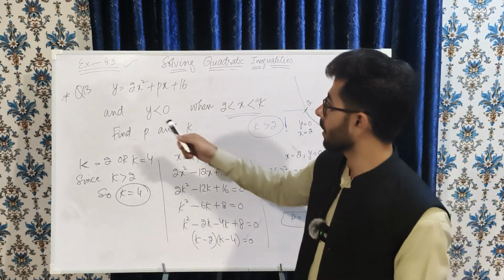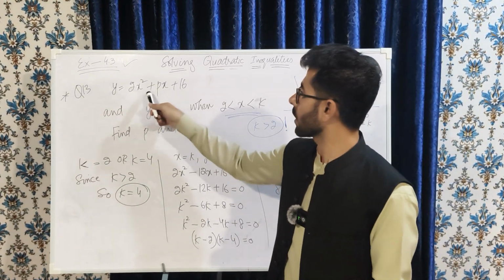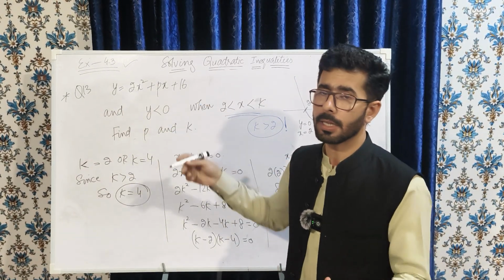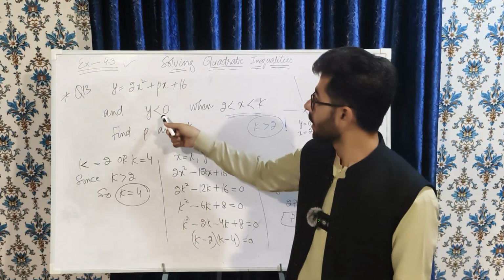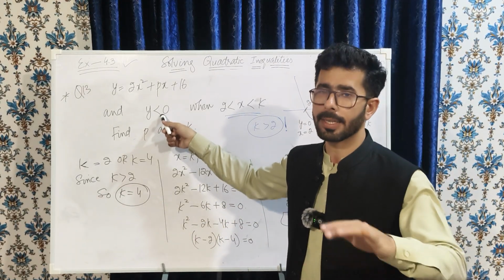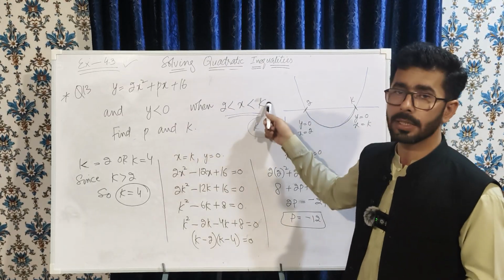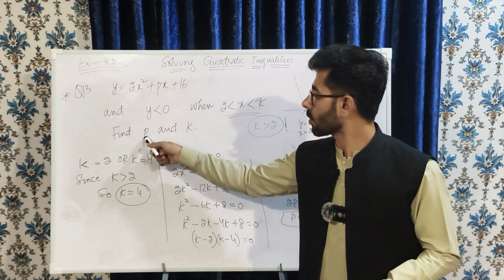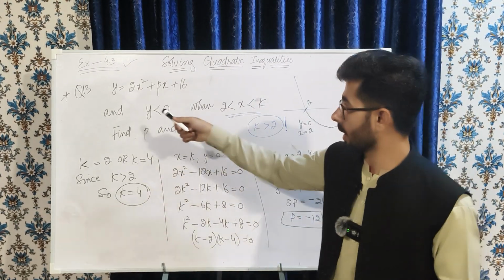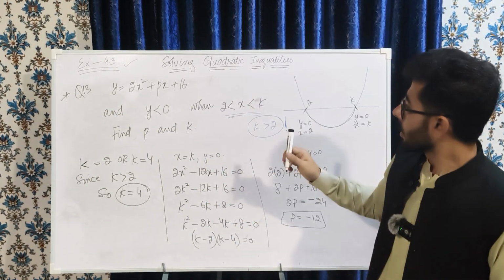We're doing question number 13. It says y equals 2x square plus px plus 16 is a curve, and that curve is below the x-axis. That curve is negative when x value is between 2 and k. They are asking you to find the value of p and k. Again, it's a trick question.